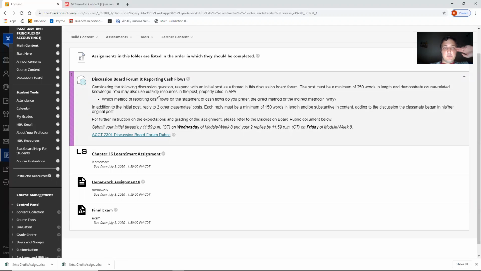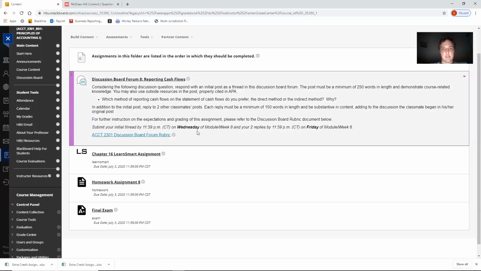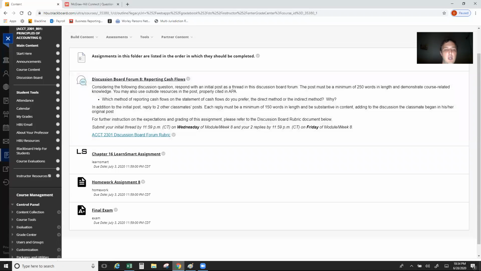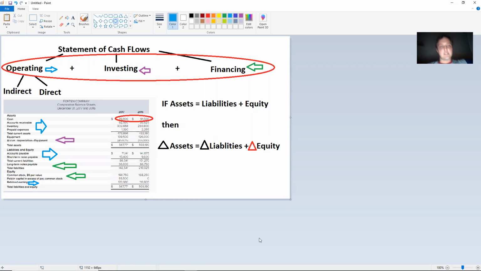This week's discussion board is relating to cash flow and the cash flow statements, determining the difference between the direct method and the indirect method. So talking about the statement of cash flows, and I know this is a little bit busy. I tried to color code some things as we go through it.